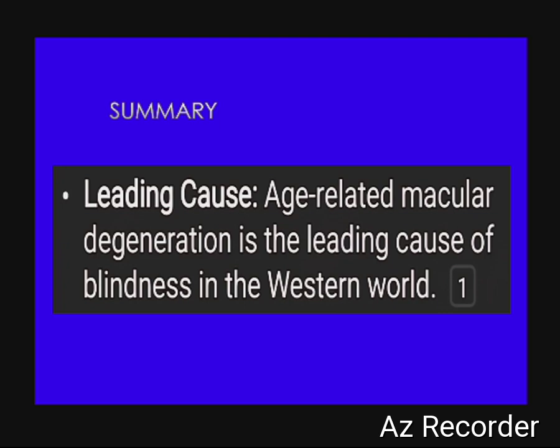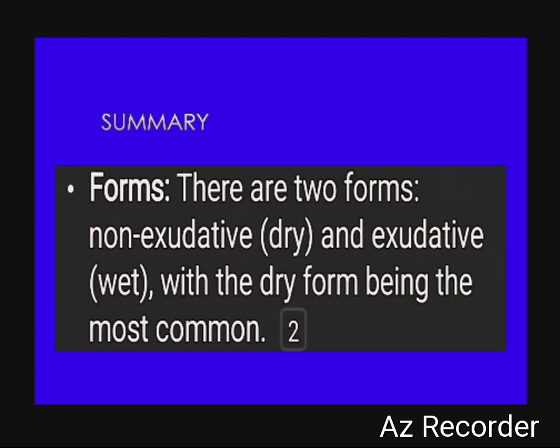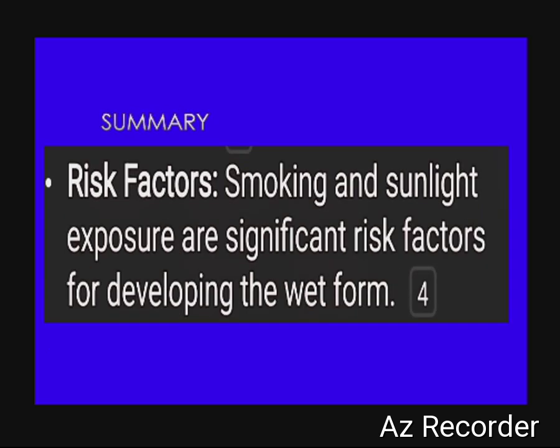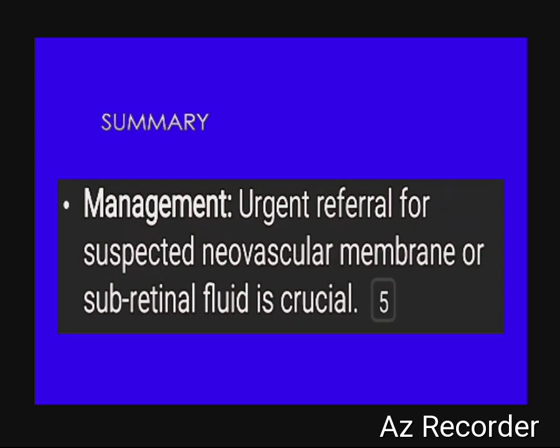In summary, age-related macular degeneration is a leading cause of blindness in the Western world. There are two forms. There's dry and there's wet. The earliest signs are these drusen that you can see in the back of the eye. Smoking and sunlight exposure are significant risk factors that should be avoided.